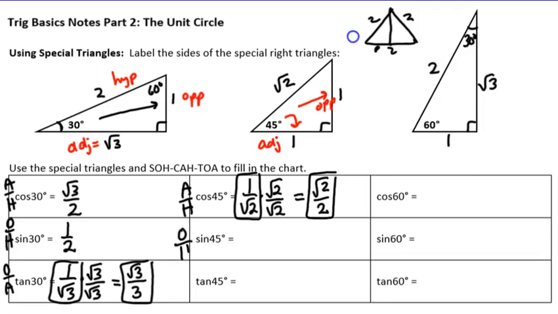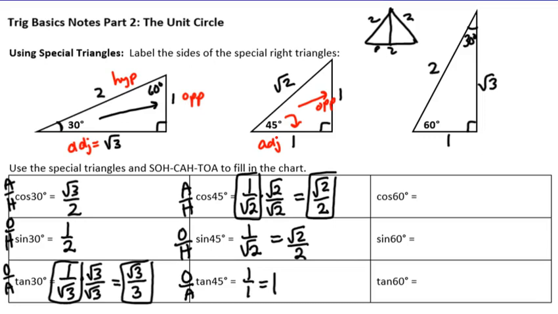Sine is opposite over hypotenuse, which is exactly the same thing. Square root of 2 over 2. And tangent is opposite over adjacent, which is 1 over 1, which is just 1. So that's kind of a handy one to remember, that tangent of 45 is 1. So the nice ones to remember, well, I'll come back to the nice ones.